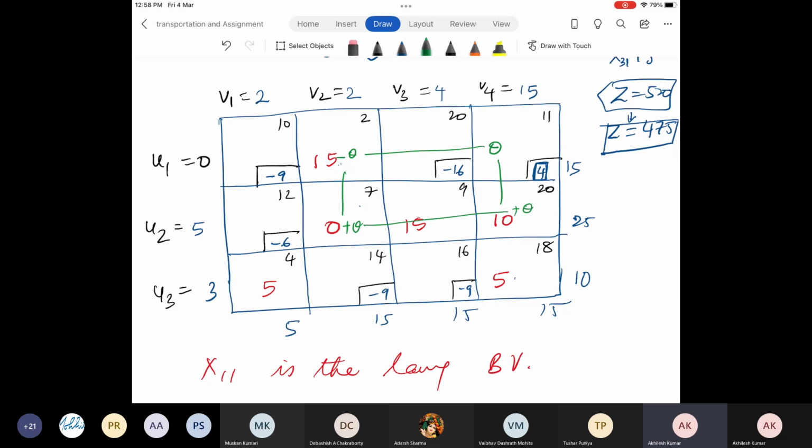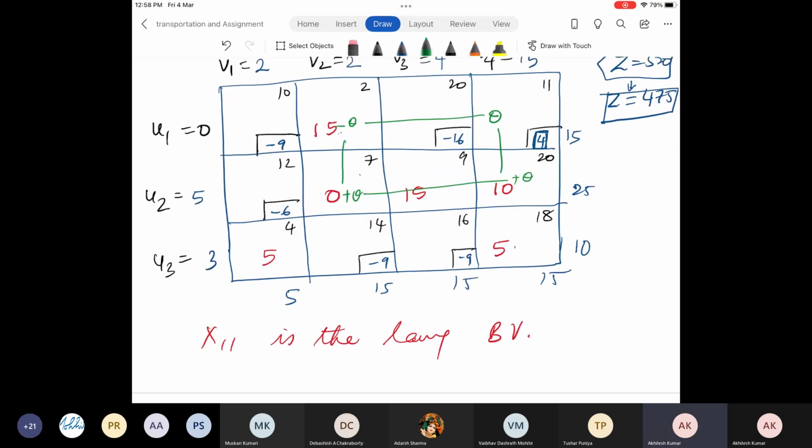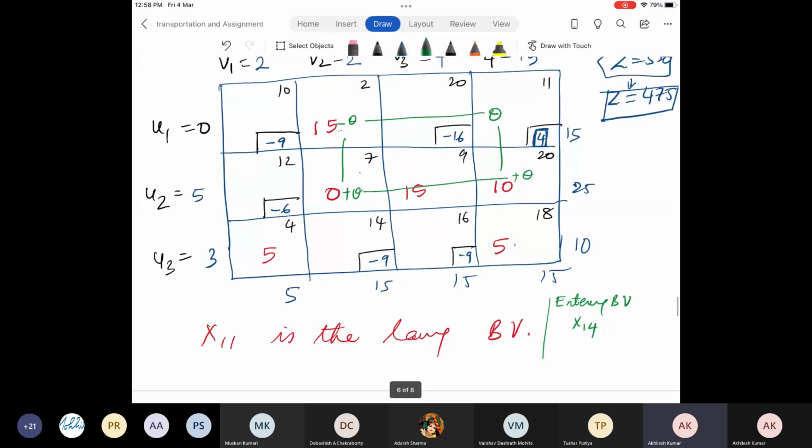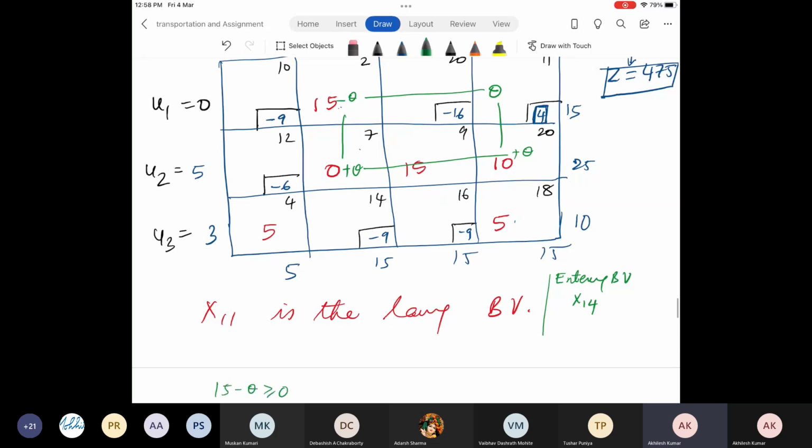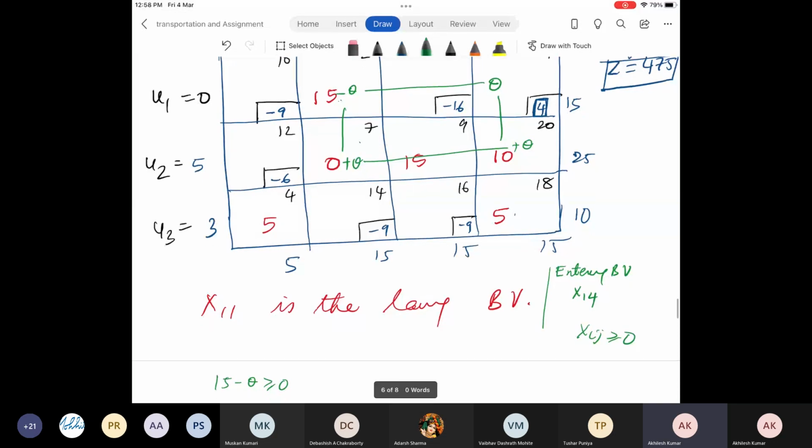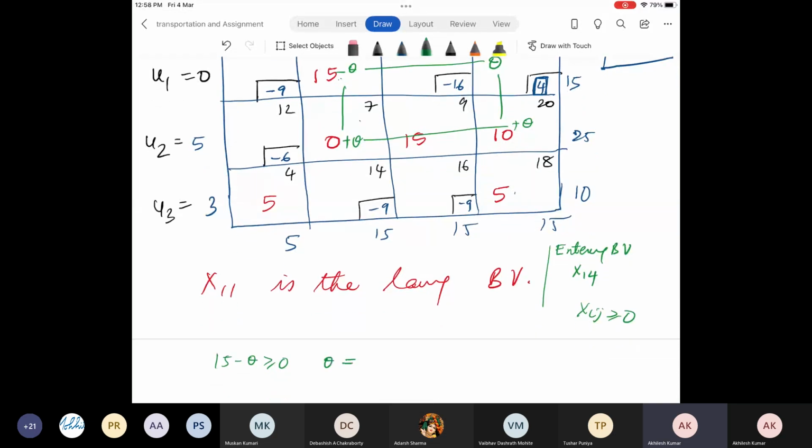See if any other loop is possible or not. Is any other loop possible? So now in iteration 2 the entering basic variable is x14. No other loop will be possible. Only one loop can be constructed. Now we have to ensure that 15 minus theta is greater than or equal to 0 because all xij's should be greater than or equal to 0. Other than that, everything is positive. So theta equals how much? What should theta be equal to?